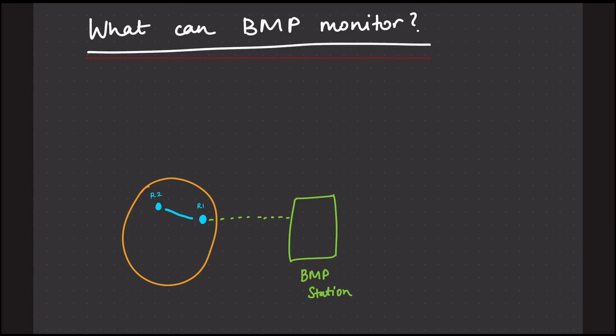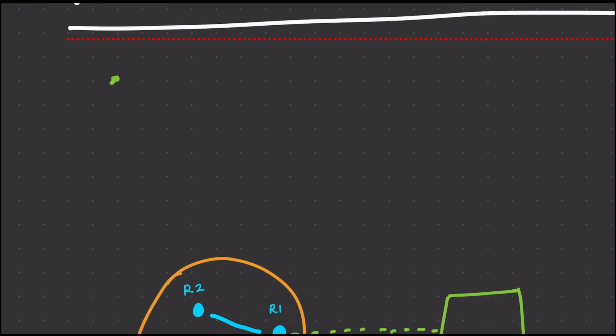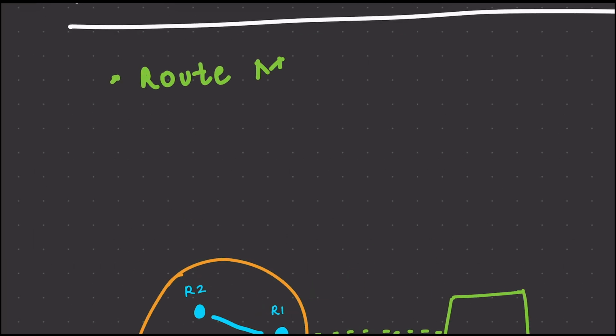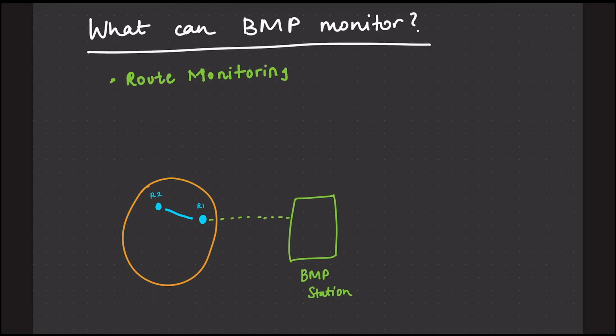Let's take a look at different BMP messages and what the router actually sends to the BMP station. So to begin with, the most important type of message is the route monitoring message. These messages carry actual BGP updates between different routers and notify when routes are announced, changed, or withdrawn.